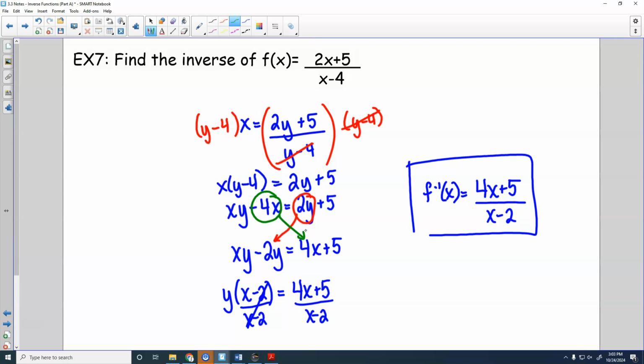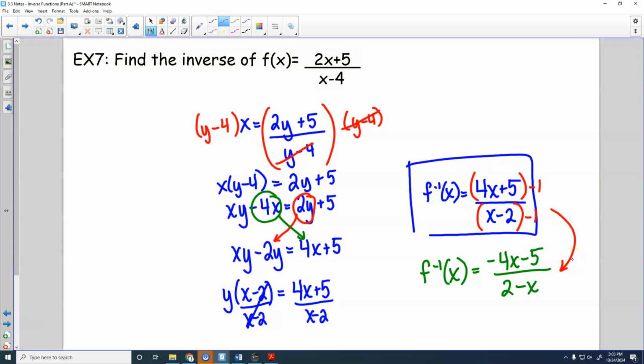Yes, because, so Lexi, and that's a good question. Lexi has this. She's got negative 4x minus 5 over 2 minus x. That's equivalent because if I took the numerator of this and multiplied it by negative 1 and took the denominator and multiplied it by negative 1, that's what I would get here. So that's equivalent. I think you just moved everything to the right side, whereas I moved everything to the left side. That's the difference in how we wrote our answers, I think. But they would both be correct.